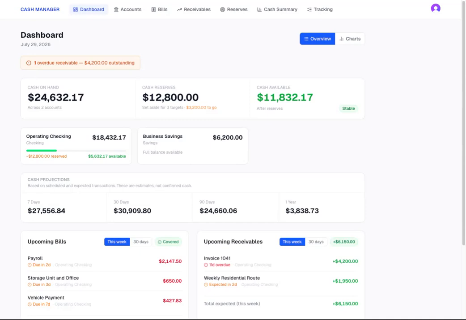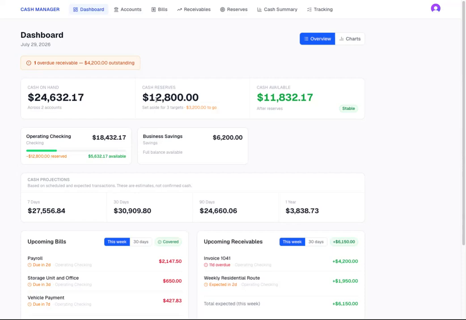So, what we now have is, first, working from the top down, you can see a notification reminding us that we were supposed to be paid and it's currently overdue. It's flagging us to let us know that there is something that we were supposed to be paid and have not received yet. Cash on hand is the total amount that you have between your two accounts that we set up in the first video.